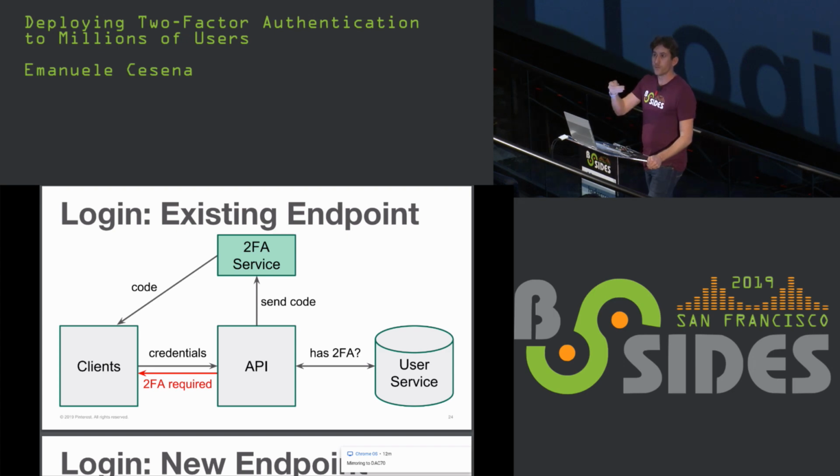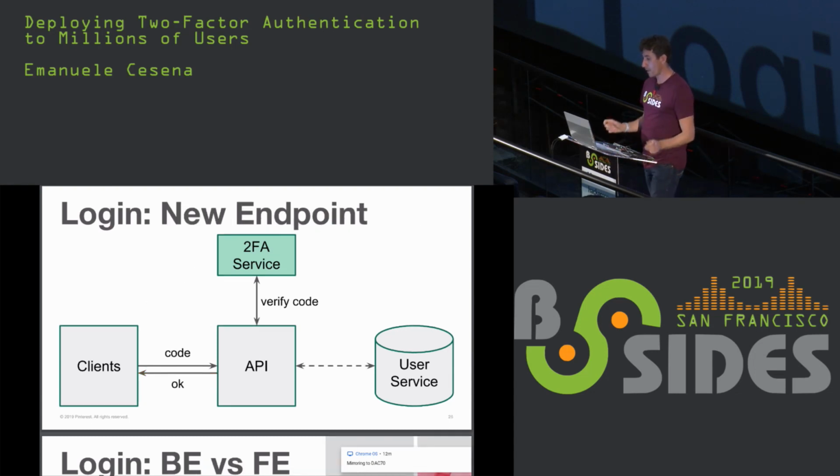At that point, if the user passes the first authentication, then we can check with the user service whether he has two-factor authentication enabled, and then in parallel send the code through the 2FA service and return an exception for two-factor authentication required. At that point, the client will show the 2FA screen, and after the user inputs the code, the client will send it, the code is verified, and an OK is returned to the user.